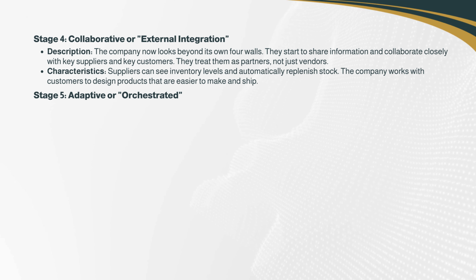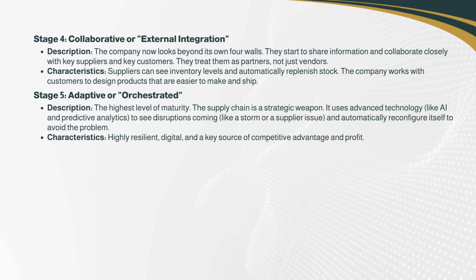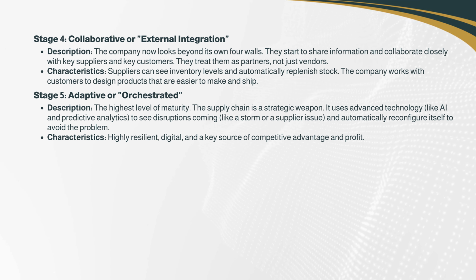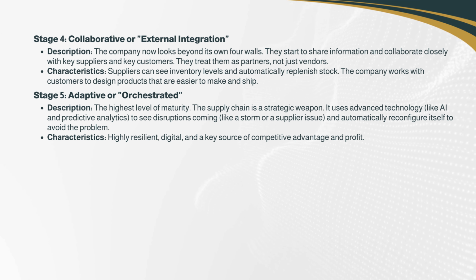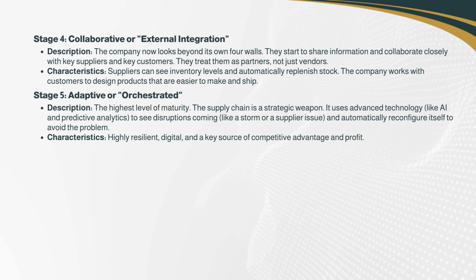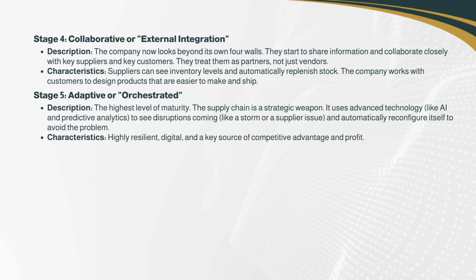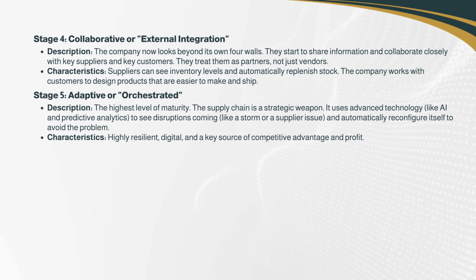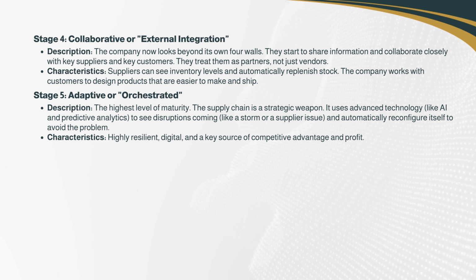Stage 5. Adaptive or orchestrated. Description. The highest level of maturity. The supply chain is a strategic weapon. It uses advanced technology, like AI and predictive analytics, to see disruptions coming, like a storm or a supplier issue, and automatically reconfigure itself to avoid the problem. Characteristics. Highly resilient, digital, and a key source of competitive advantage and profit.